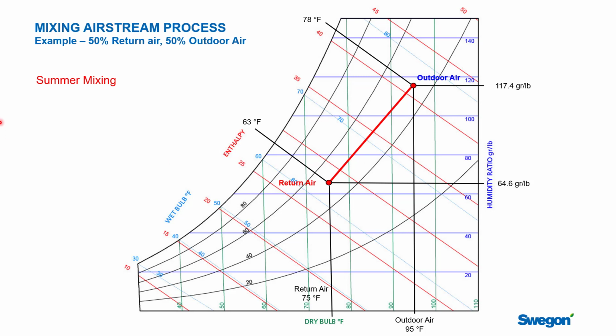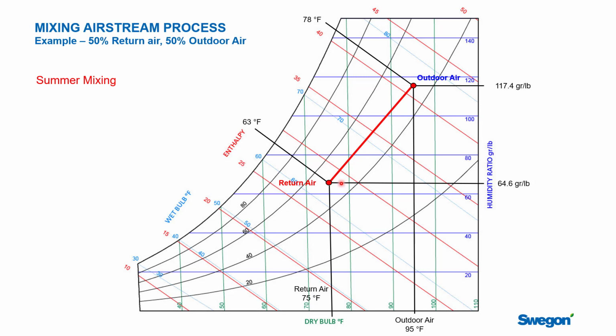So notice we've drawn a line between the two. What happens when you mix airstreams, and we're going to mix 50% outside air with 50% return air, is you have to land somewhere on this line. And so if you have mostly outside air and a little bit of return air, you're going to be very close up here. You'll be somewhere on the line. If you're mostly return air with a little bit of outside air, you're going to be down here.